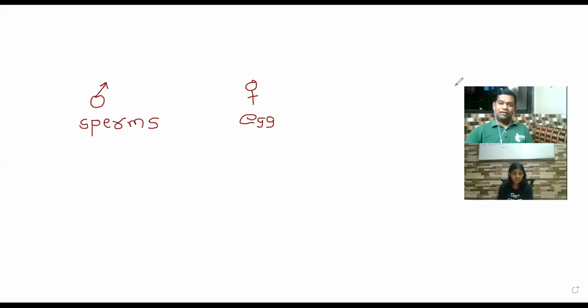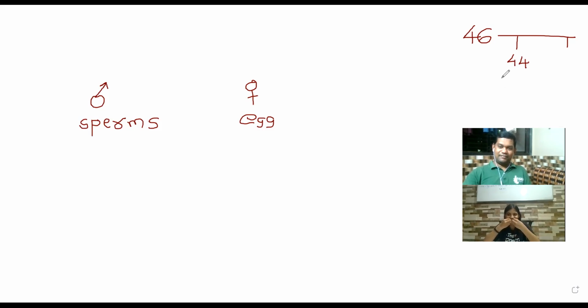Before that, in a normal diploid cell of a human being, how many chromosomes are there? 46 chromosomes, 23 pairs. This 46 is divided into two types. The first 44 chromosomes are known as the autosomes or the somatic chromosomes. We have covered this earlier in this lesson.